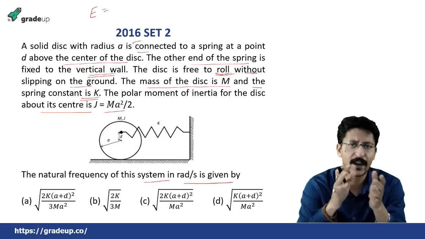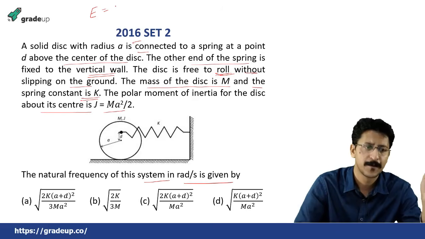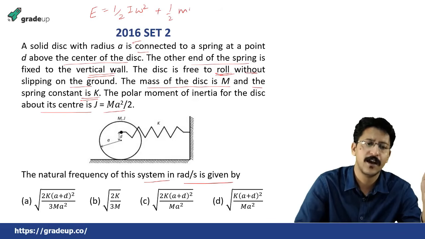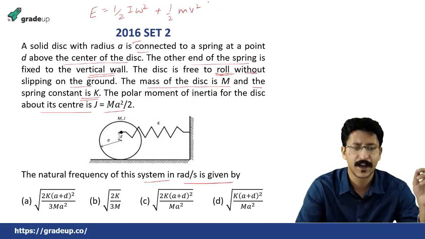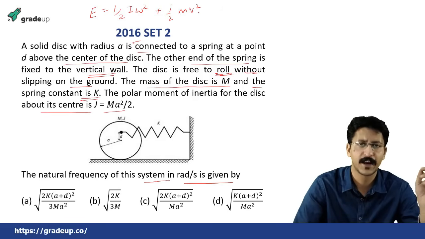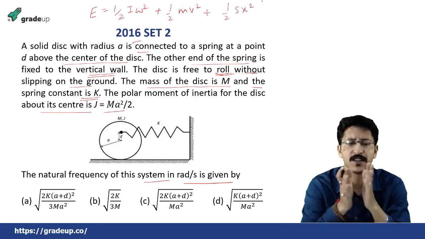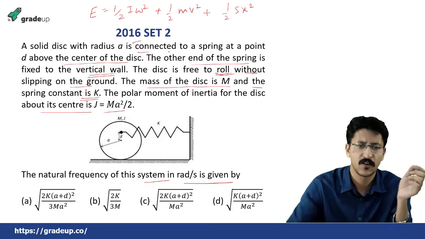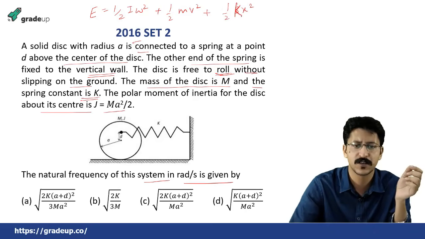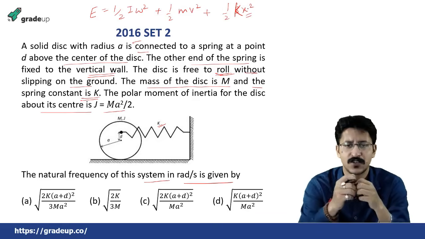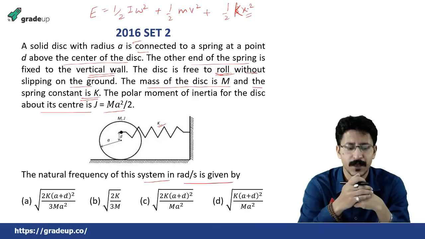Kx square. So writing all the energies first, that is half I omega square, the rotational kinetic energy, plus half mv square, that is the translational kinetic energy of the mass or the disk m, plus half Kx square, that is the potential energy that is stored in the spring of spring constant K, where x is the stretch of the spring.